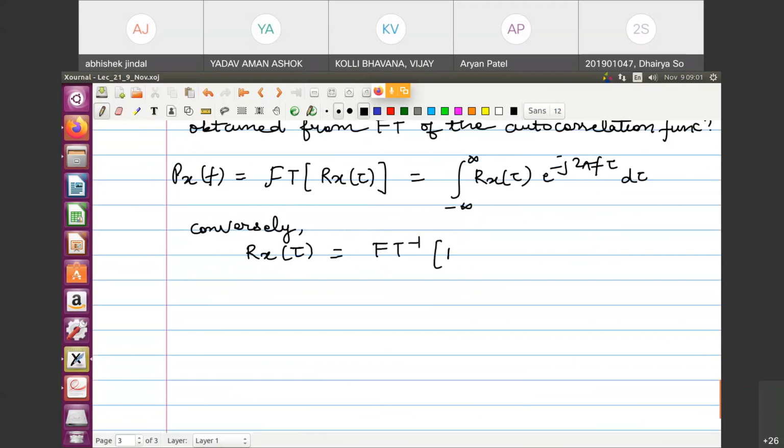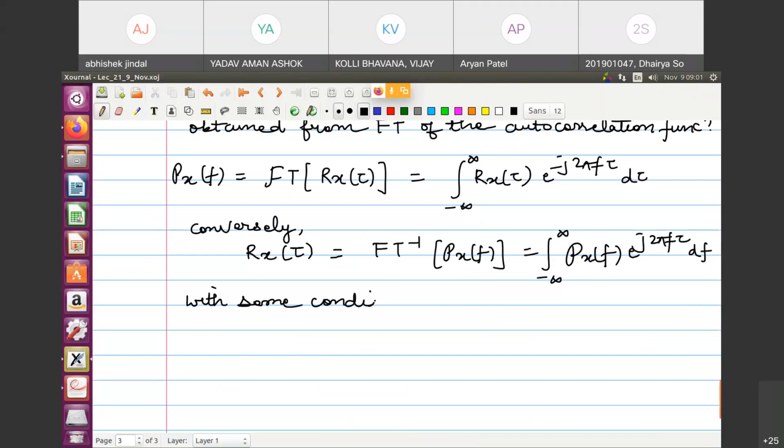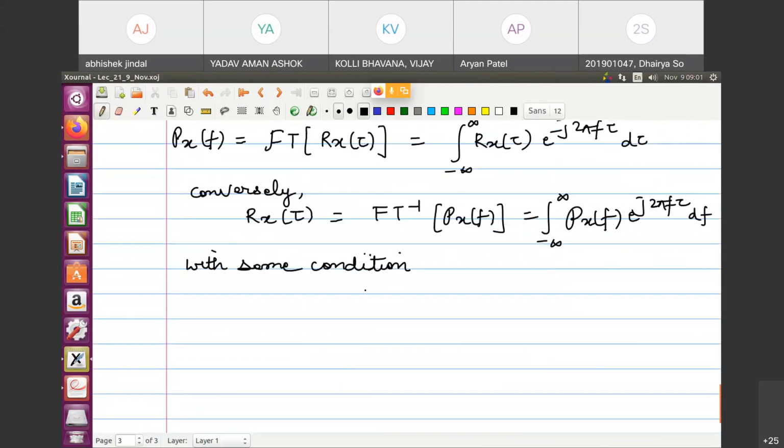And R_X(tau) is the Fourier inverse of P_X(f). I am just stating the formula. This you already know, the inverse Fourier transform. With some conditions, which we need not check right now, but the functions we encounter generally satisfy them on R_X(tau). We want that the integral of the absolute value of R_X(tau) d tau should be less than infinity.